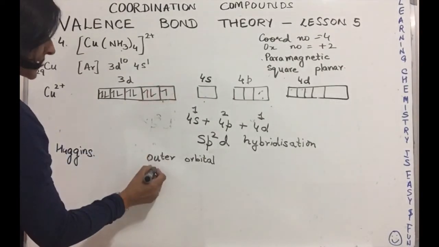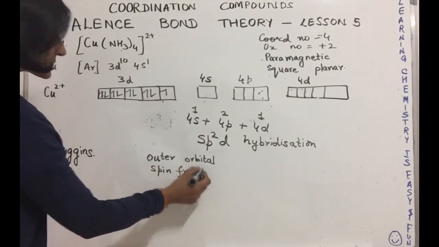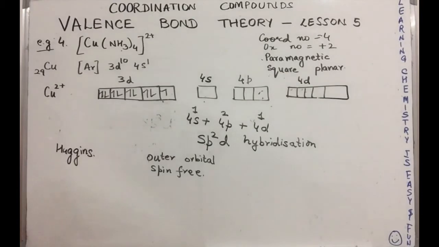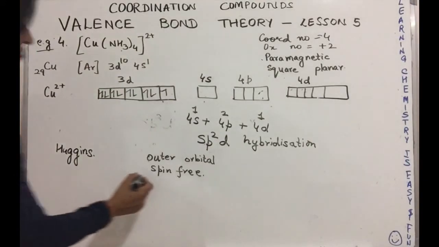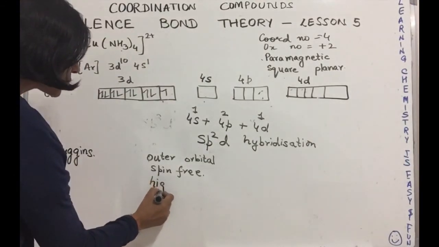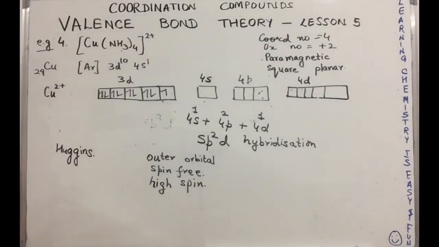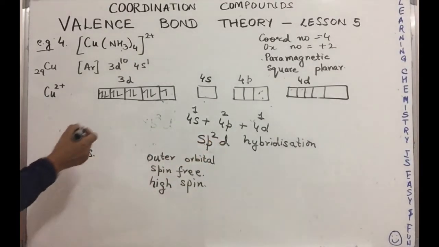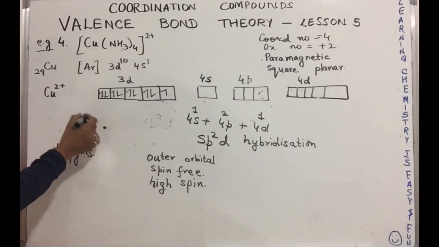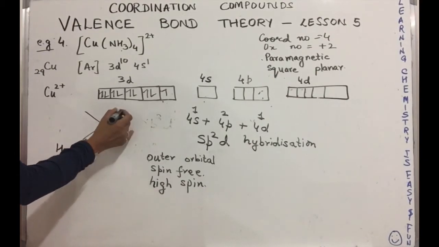Because it has an unpaired electron, it is a spin-free complex, right? And because we are involving something for hybridization which is from the higher energy level, we can also call it a high spin complex, right? And sp2d hybridization justifies the square planar geometry of this ion, right?